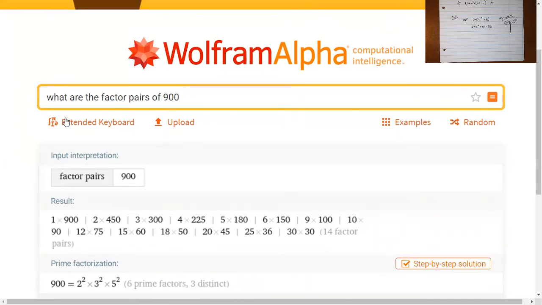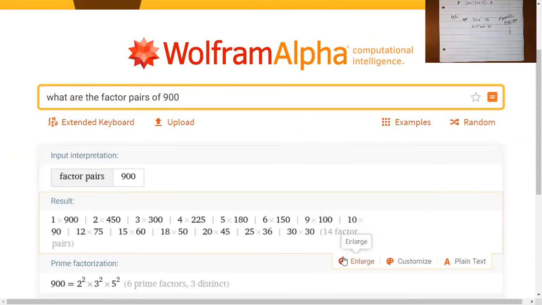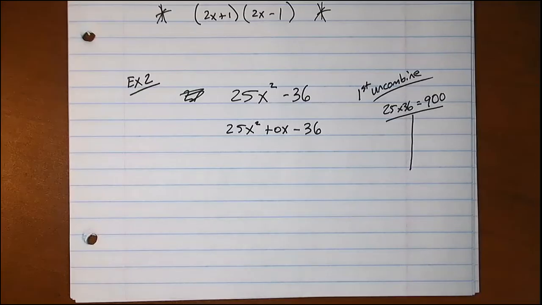So specifically, looking back at the problem on my paper, what I need is the ones that subtract to equal 0. So that means there have to be two that match if I'm going to equal 0. And right here they are. There's a 30 times 30. So 30 times 30 must be the pair that I want. So let's get back to our paper.